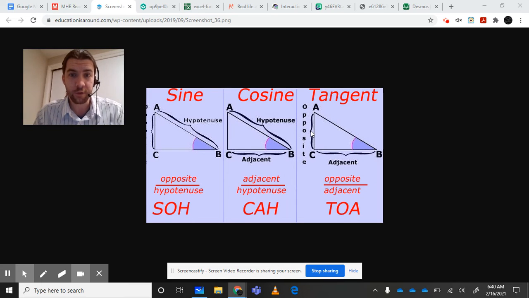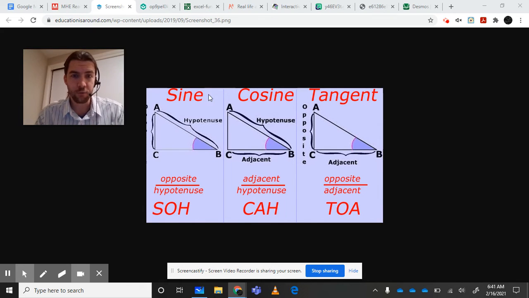With those three things in mind, there are three different comparisons we can make. We can ask, how does the opposite side compare to the hypotenuse? How does the adjacent side compare to the hypotenuse? Or how does the opposite side compare to the adjacent? Those three comparisons give us three vocabulary terms: sine, cosine, and tangent.